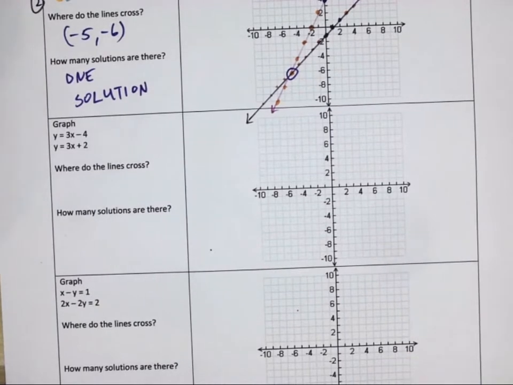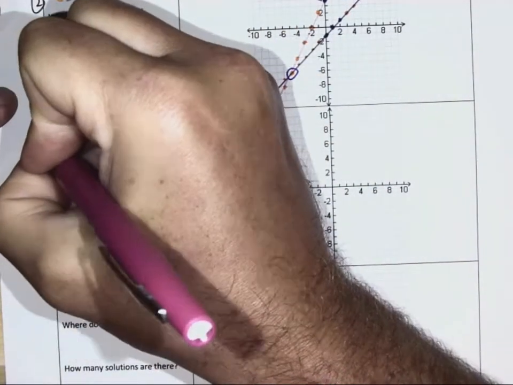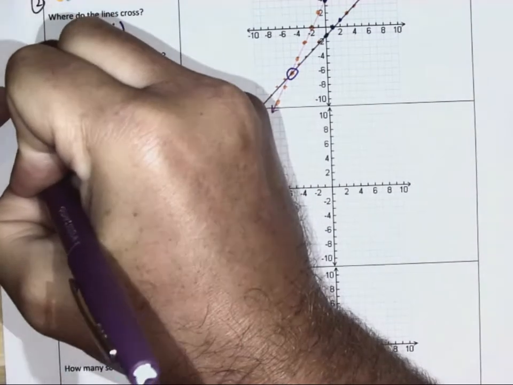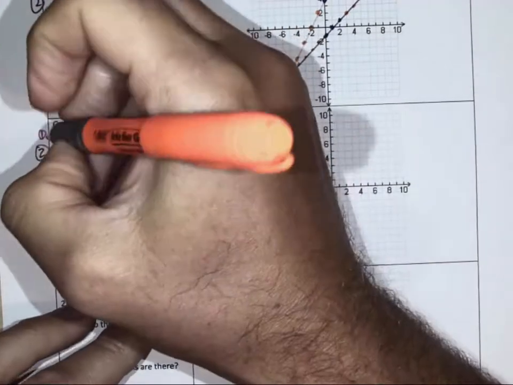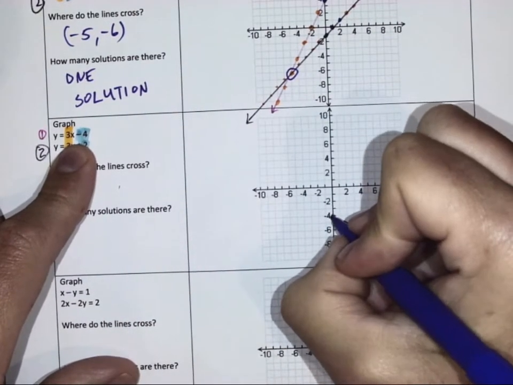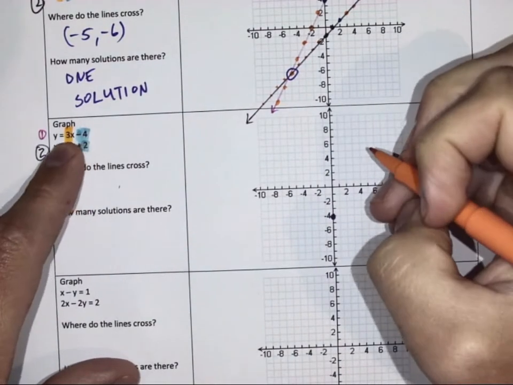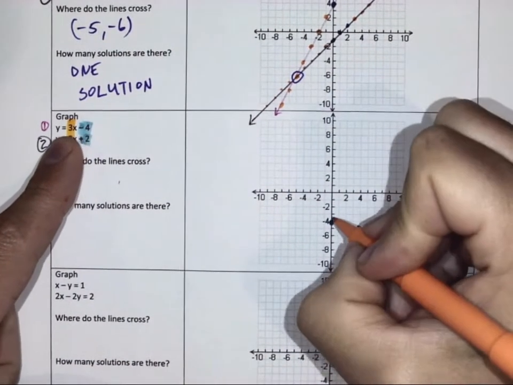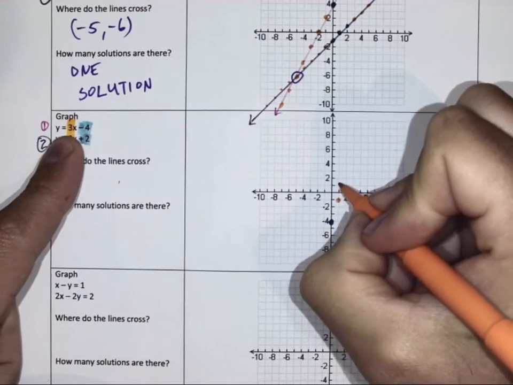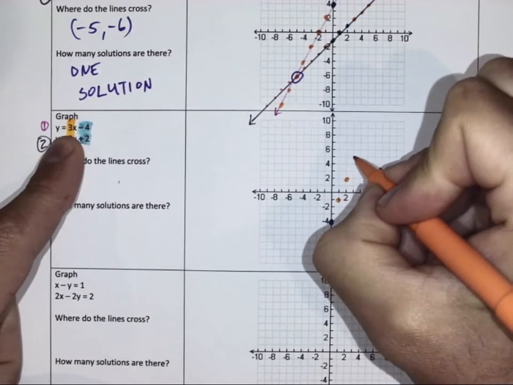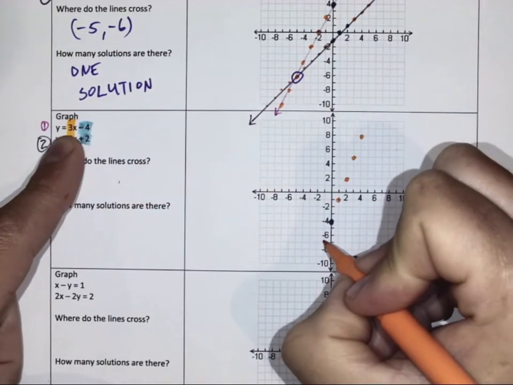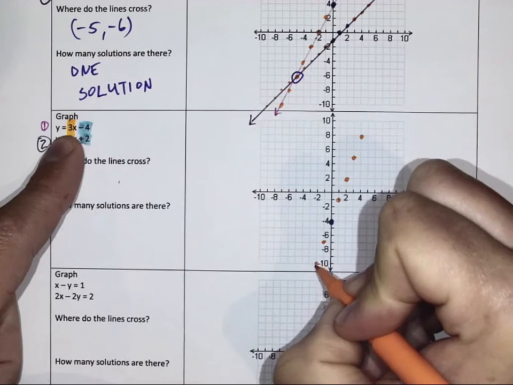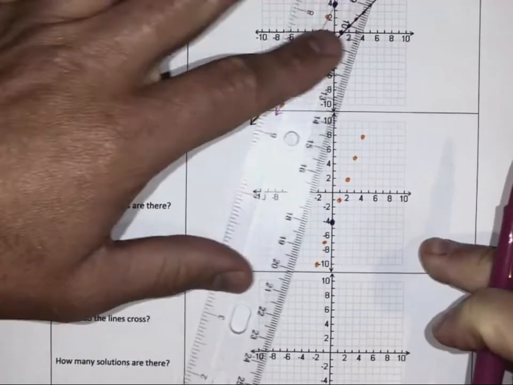Look at another pair. Do the same thing. Equation 1, equation 2. We look at the y-intercept for each, and we look at the slope for each. So for equation 1, we go down to -4, and slope of 3 means up 3 over 1, up 3 over 1, up 3 over 1, up 3 over 1. We draw our line.